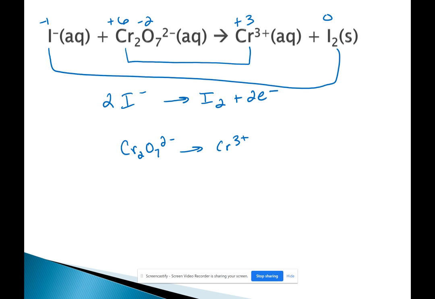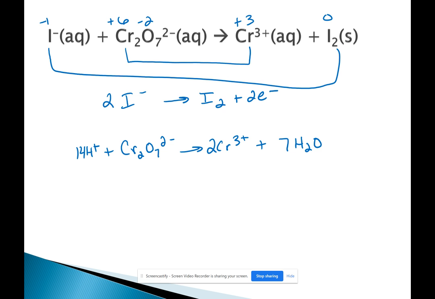For my reduction half reaction, again, I have 2 chromiums on my reactant side. So I need 2 chromiums on my product side. I put a 2 there. Then I balance my oxygens using water. So I need 7 waters because I need 7 oxygens. Then I balance my hydrogens using hydrogen ions. I have 14 hydrogens on the product side, so 14 hydrogens on the reactant side.